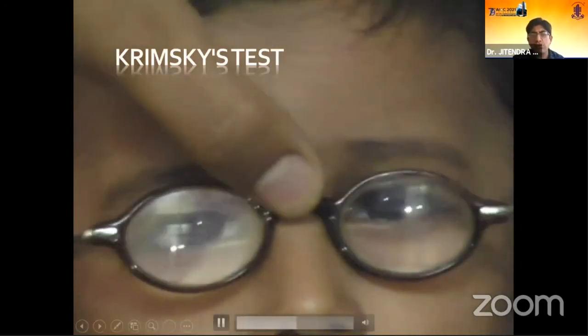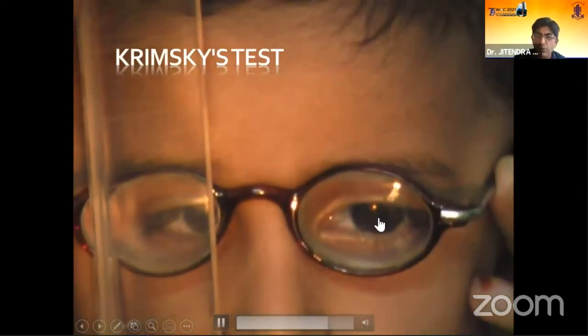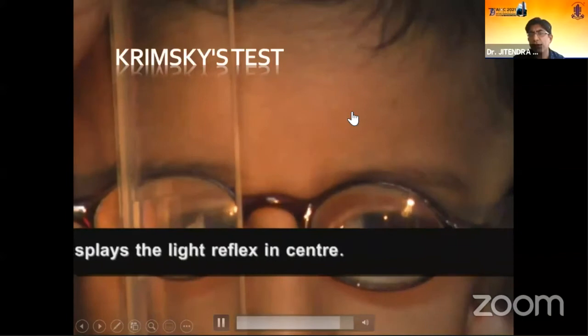Then you move on to put prisms. Here you would use apex towards the deviation. This is a modified Krimsky's test, where we are putting prisms with the apex towards the deviation in front of the fixing eye, and we try to see that the light should come to the center. So that would be apex towards the deviation.